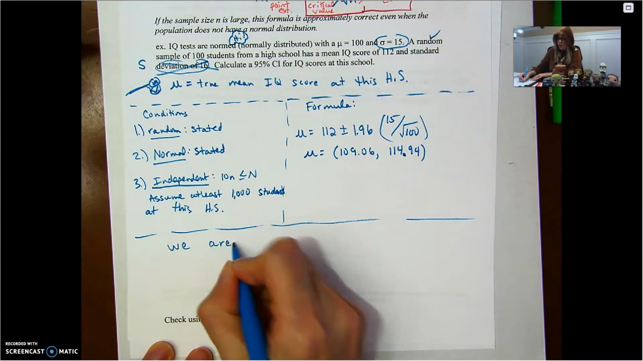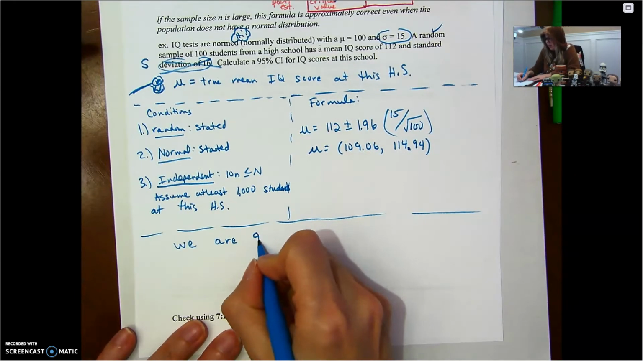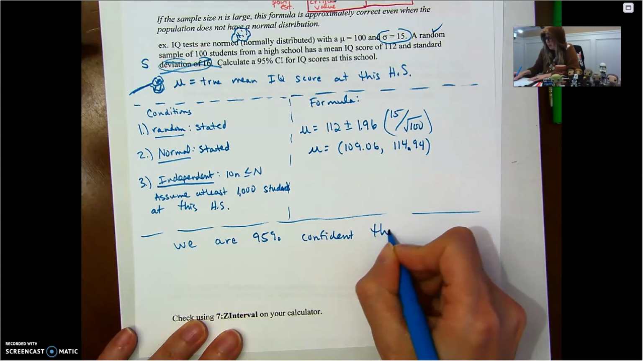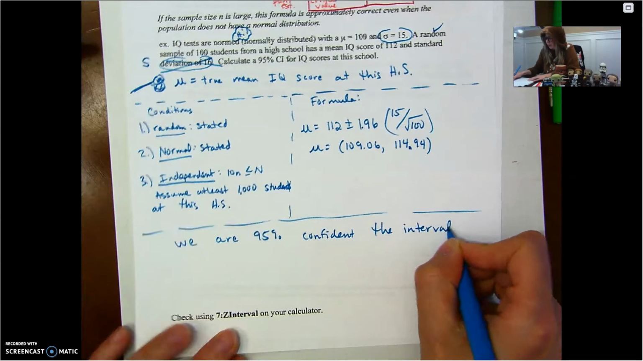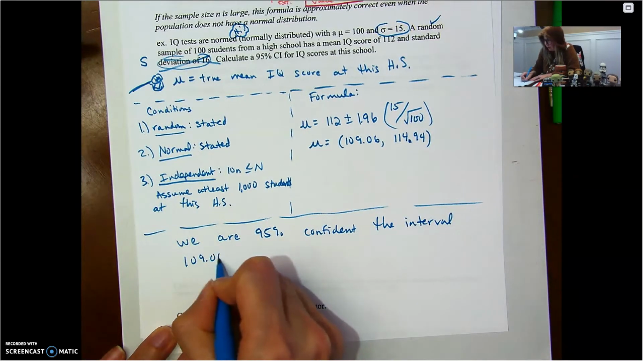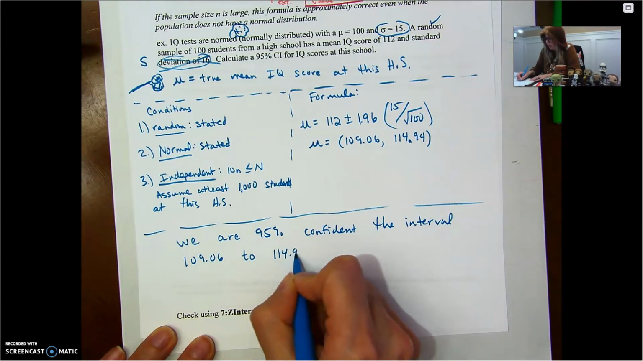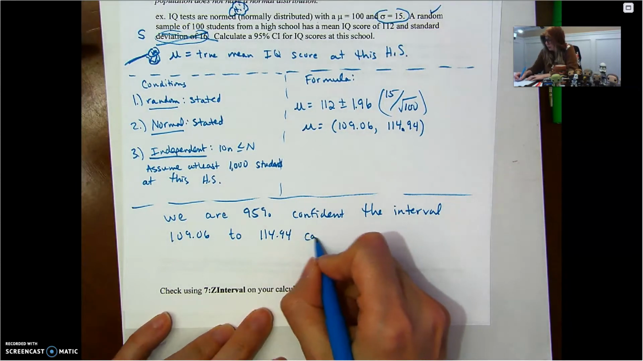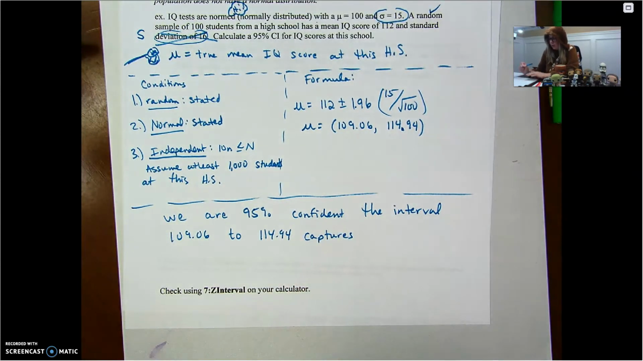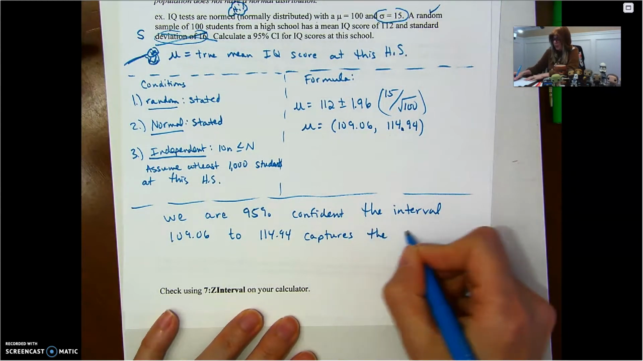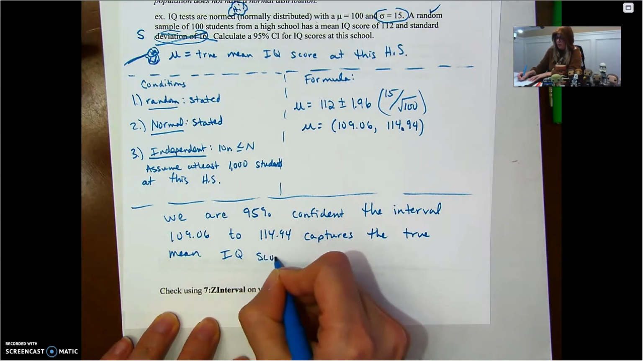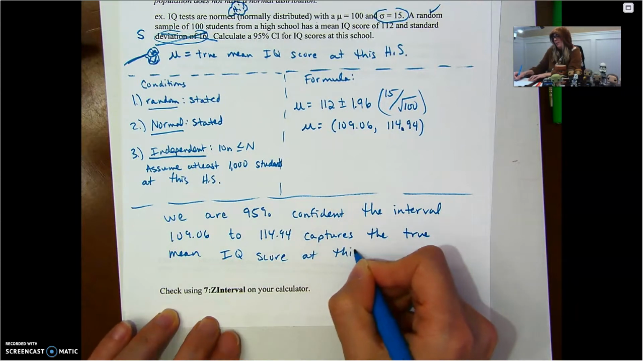All right, bringing it all together, we've got our concluding statement. We are 95% confident. The interval 109.06 to 114.94, and what does our interval do? It captures. All right, so we're 95% confident the interval 109 to 114 captures the true mean IQ score at this high school.